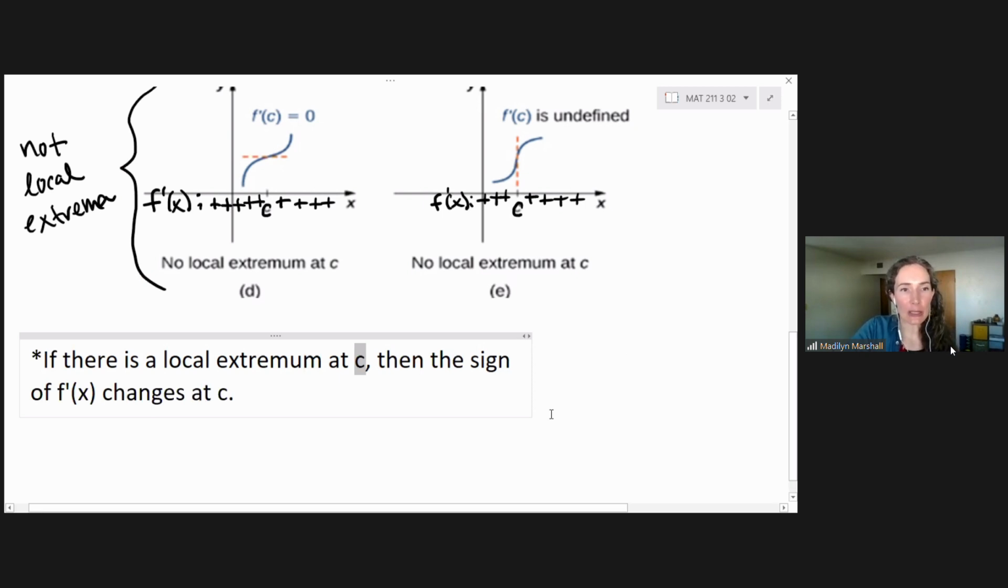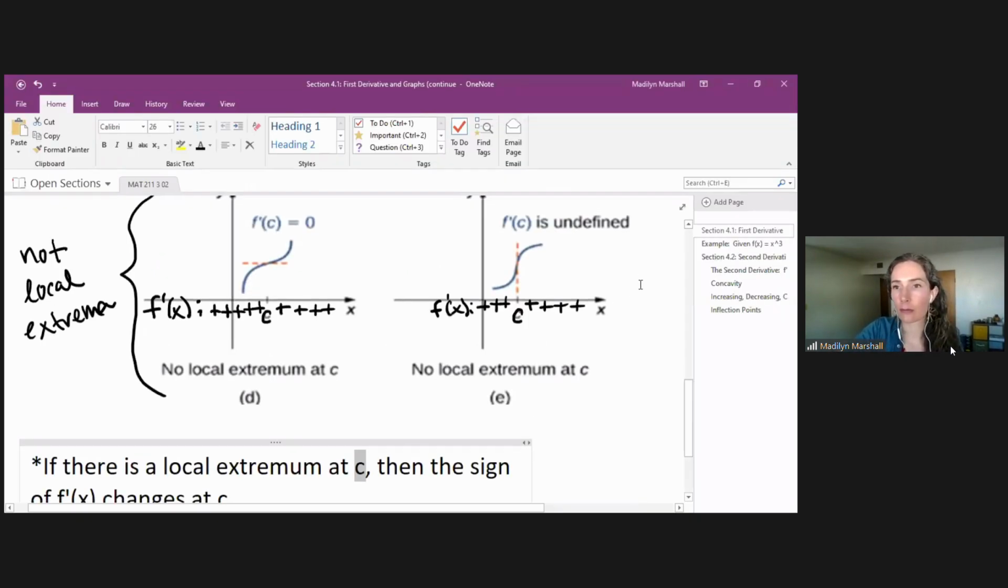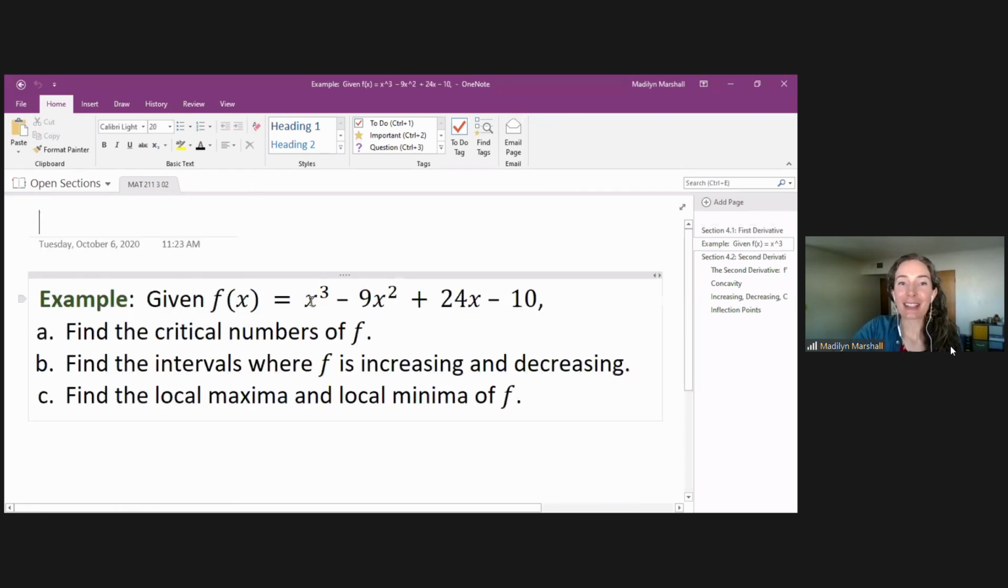So let's do an example of finding local extremum, and within that, we're going to have a little review of finding critical numbers and making sign charts and getting to the local extremum. So here is a cubic. We have this function and 3 questions. I will give you a minute before we start.